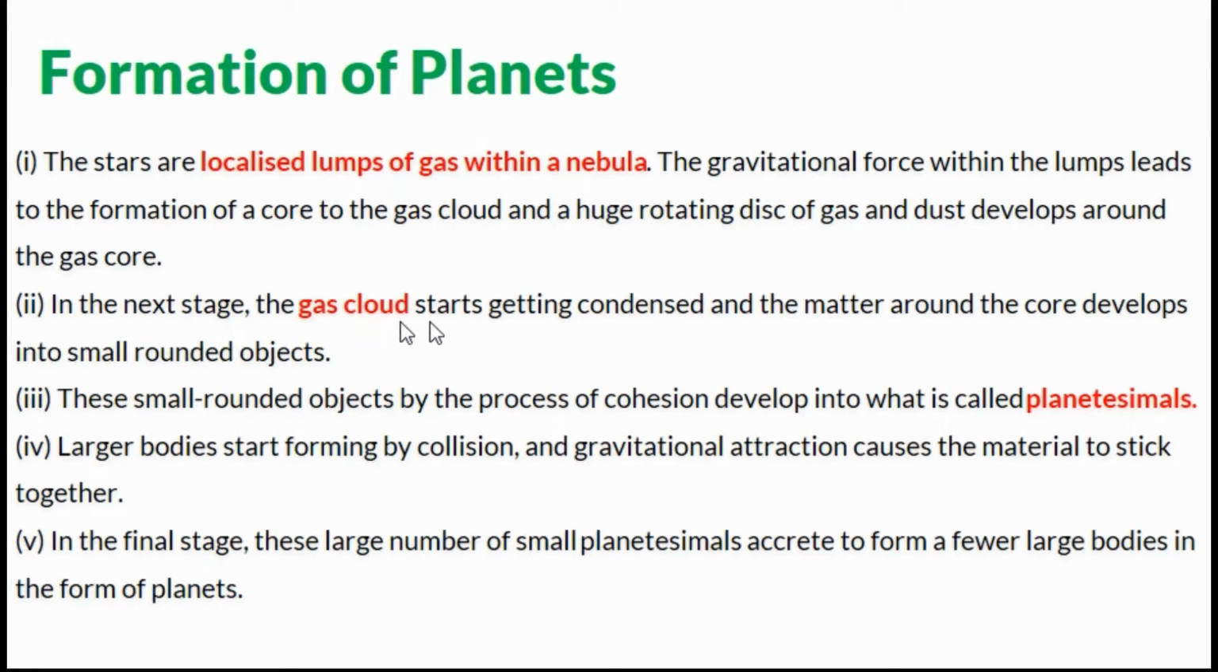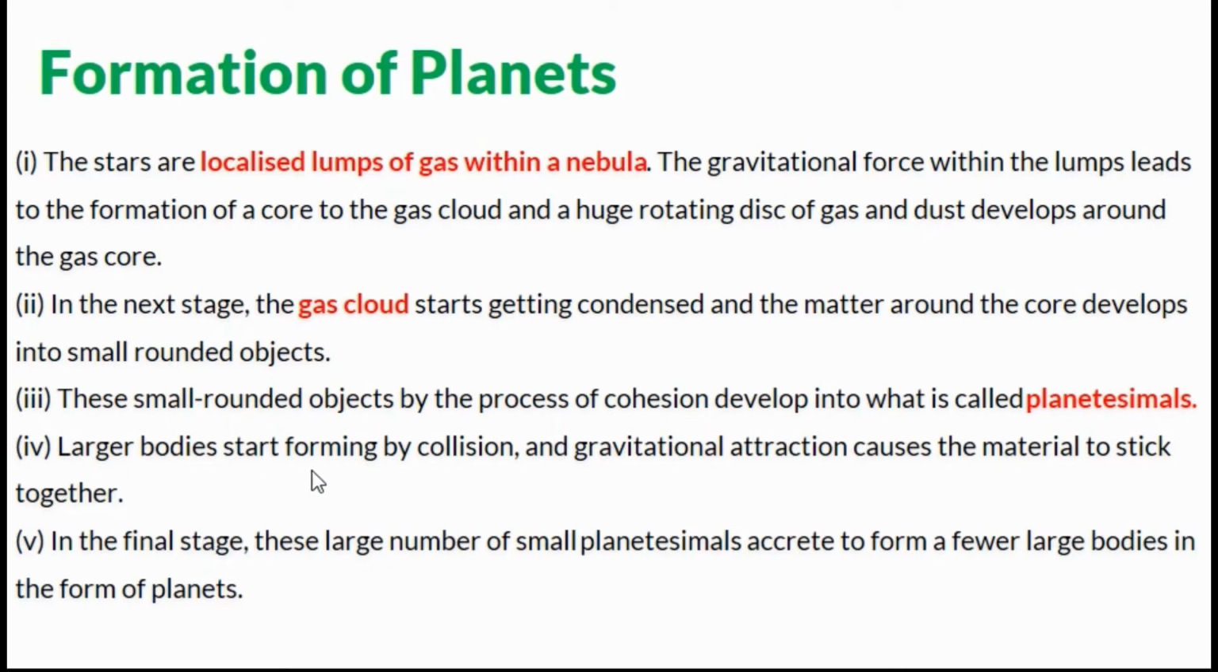Now in the next stage the gas cloud starts getting condensed. Now this gas cloud gets condensed, contracts, and the matter around the core develops into small rounded objects. Now you can see slowly and slowly the planet is taking its shape. Now these small rounded objects by the process of cohesion develop into what is called planetesimals. Now, this is the initial stage of forming a planet. So, these small rounded objects of gases, clusters of gases, now develop into planetesimals.